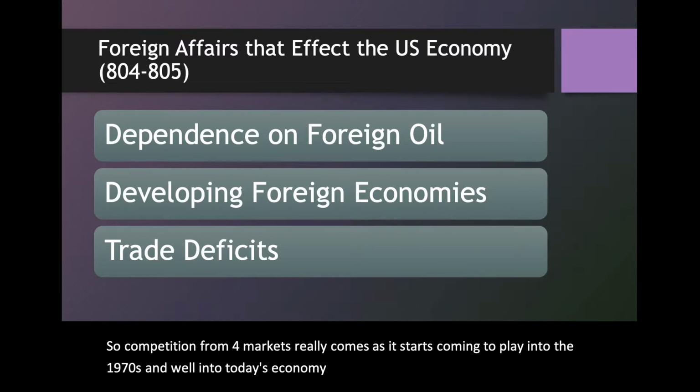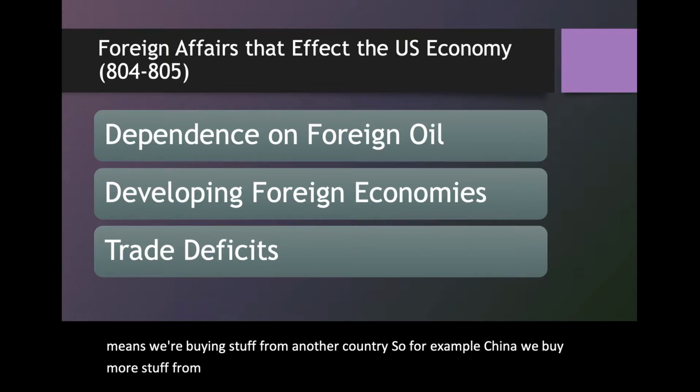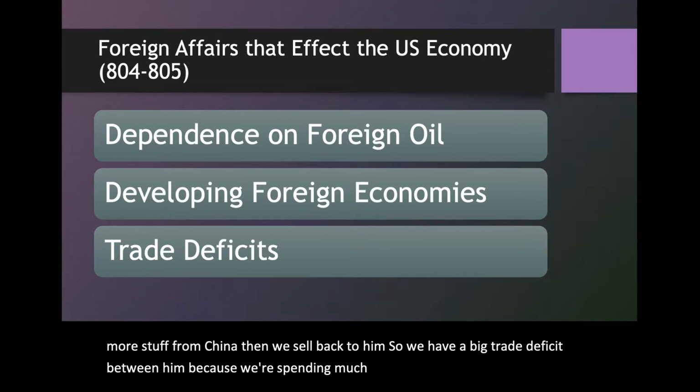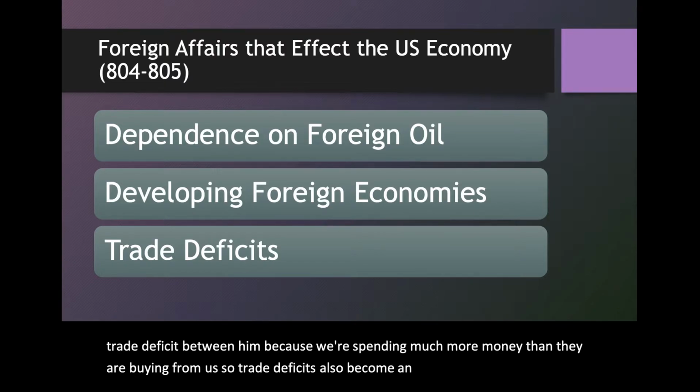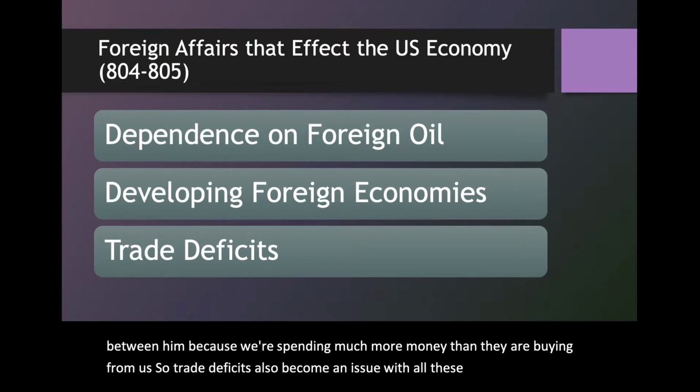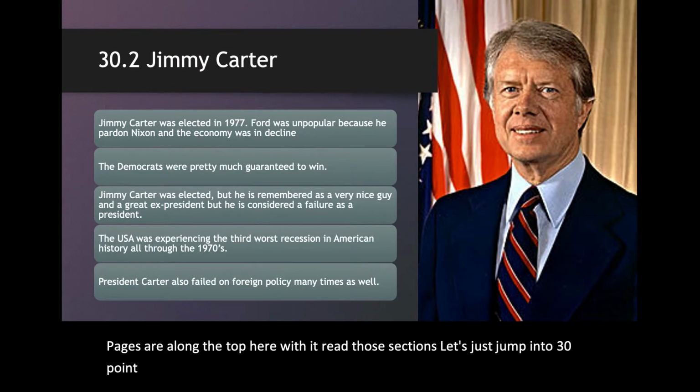And that's also with trade deficits. Trade deficits basically means we are buying stuff from another country. So for example, with China, we buy more stuff from China than we sell back to them. So we have a big trade deficit between us because we are spending much more money than they are spending buying from us. So trade deficits also become an issue. All these pages are along the top here. Read those sections. Let's just jump into 30.2 here, okay?